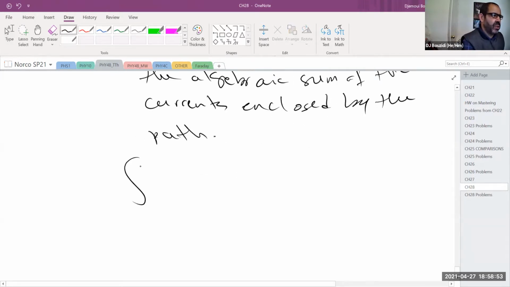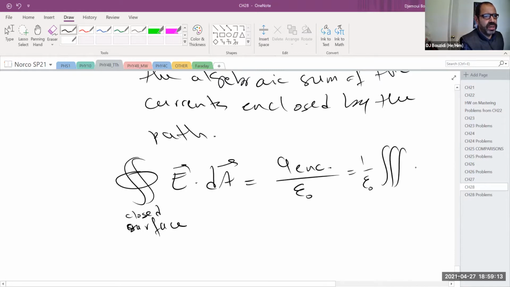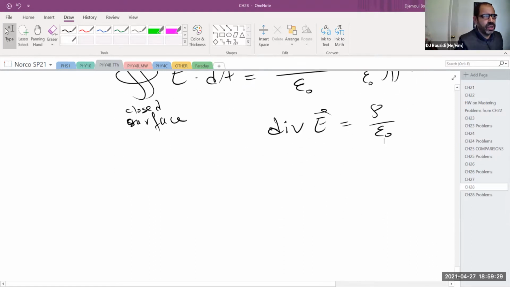So when we did Gauss's law, if you remember, it said the flux over any closed surface, and it did not have to be a sphere, by the way, was equal to Q enclosed divided by epsilon naught, or 1 over epsilon naught times the triple integral of rho dV. When we used the divergence theorem, we ended up with the divergence of E equal to rho over epsilon naught. There is a similar theorem in mathematics involving the circulation.